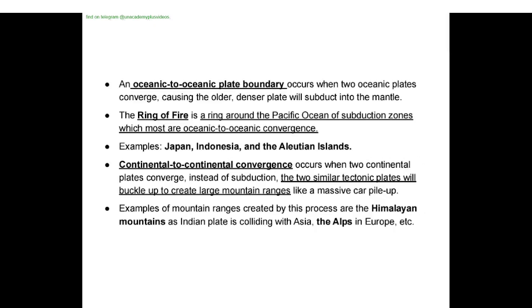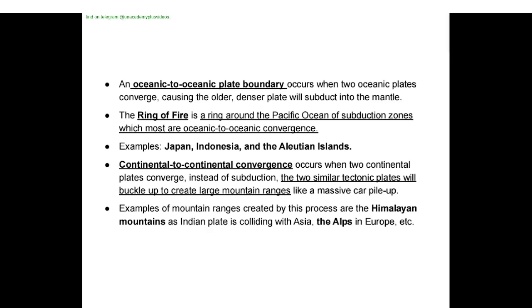An oceanic to oceanic plate boundary occurs when two oceanic plates converge, causing the older, denser plate to subduct into the mantle. The Ring of Fire is a ring around the Pacific Ocean of subduction zones, most of which are oceanic to oceanic convergence. Examples: Japan, Indonesia, and the Aleutian Islands.